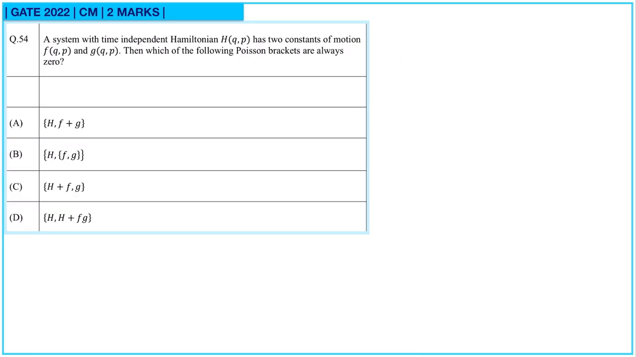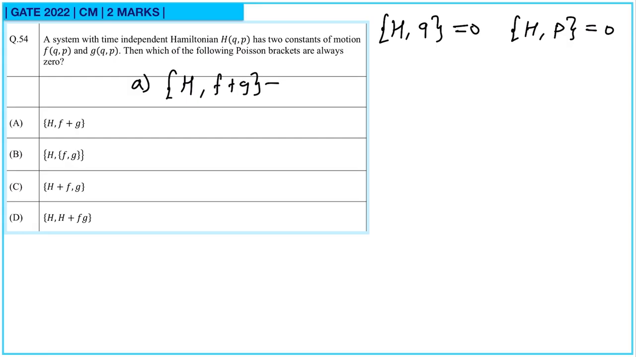Next question. A system with time independent Hamiltonian H has two constants of motion F and G. Then which of the following Poisson brackets are always 0? Now if H is the Hamiltonian and F and G are constants of motion, then Poisson bracket of H, F is 0 and H, G is 0. Now first option, we have {H, F plus G}, which is equal to {H, F} plus {H, G}, and both are 0, so this will be 0.